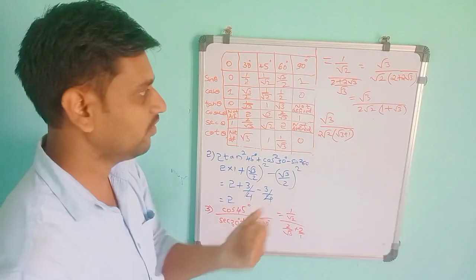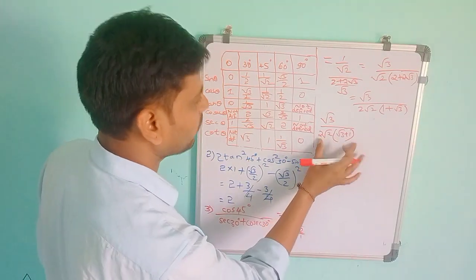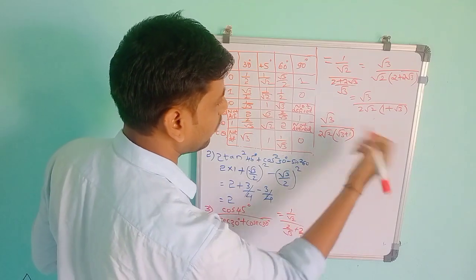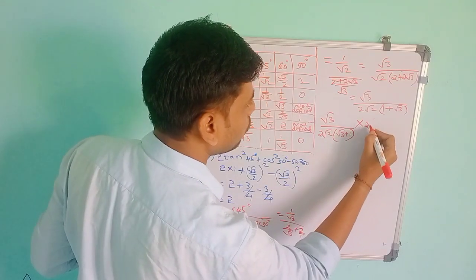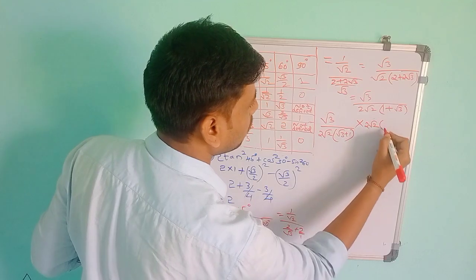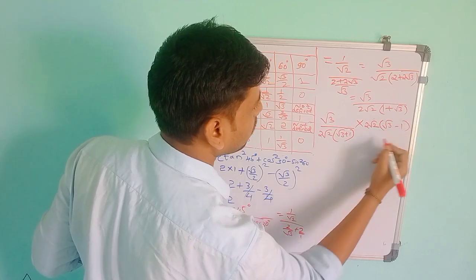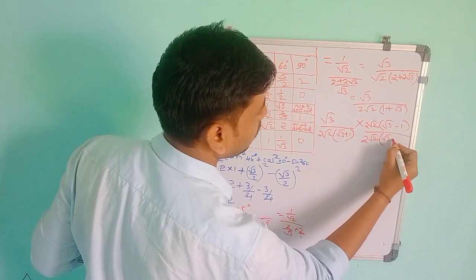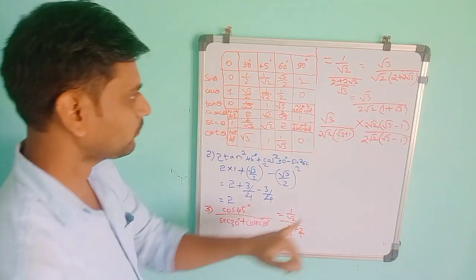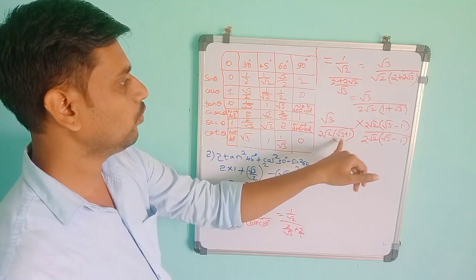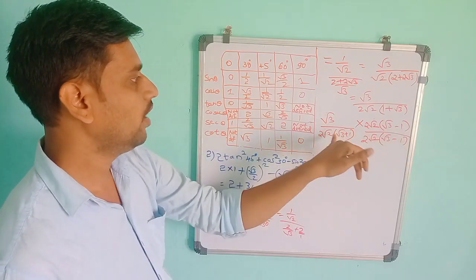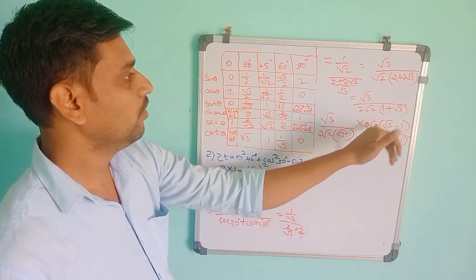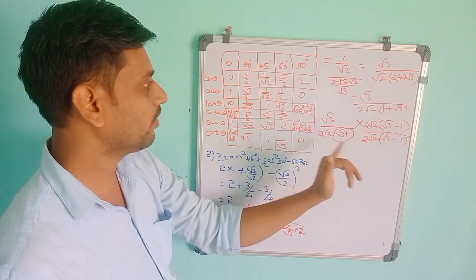It is called rationalization. How? We have to take the reverse sign, positive to negative. It will become 2 root 2 times root 3 minus 1. Like that, this also 2 root 2 times root 3 minus 1. So root 3 plus 1 and root 3 minus 1, when multiplied, the middle terms get cancelled. So rationalization means we have to take the positive and negative value of the remaining part.